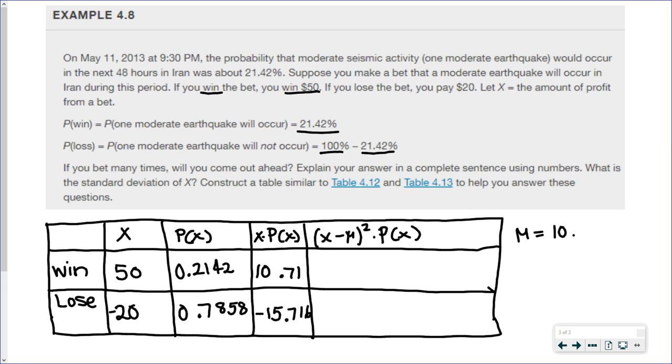Now remember, the mean, mu, is going to be the total of these two numbers. So we take 10.71 and we're going to add it to that negative 15.716. What this gives us is a negative number, negative 5.006.